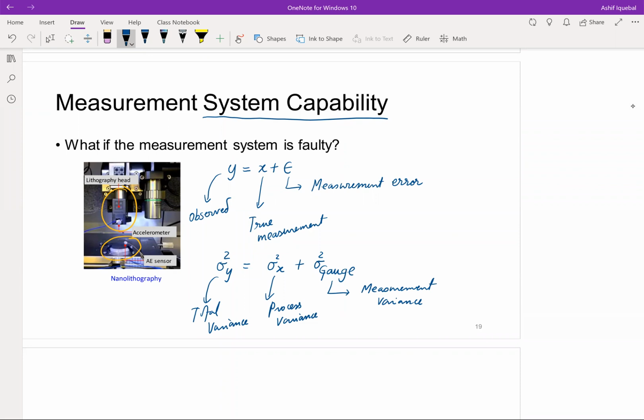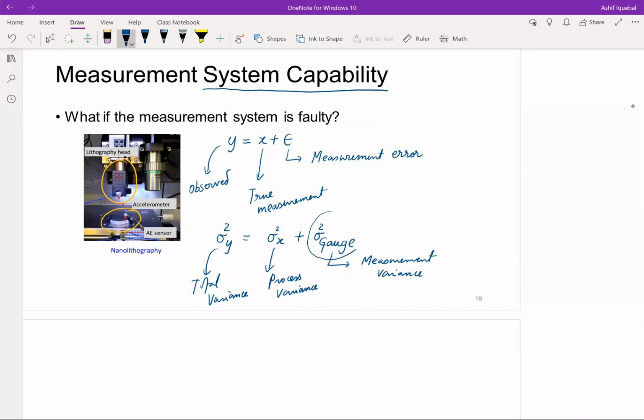All right. So we always try to minimize sigma square gauge. Remember this. In fact, when it is not possible to minimize the measurement variance, then we start to use advanced methods to model the measurement error. All of the statistical methods are actually built around modeling epsilon. It's not built to model Y or X. It's always built to model epsilon.